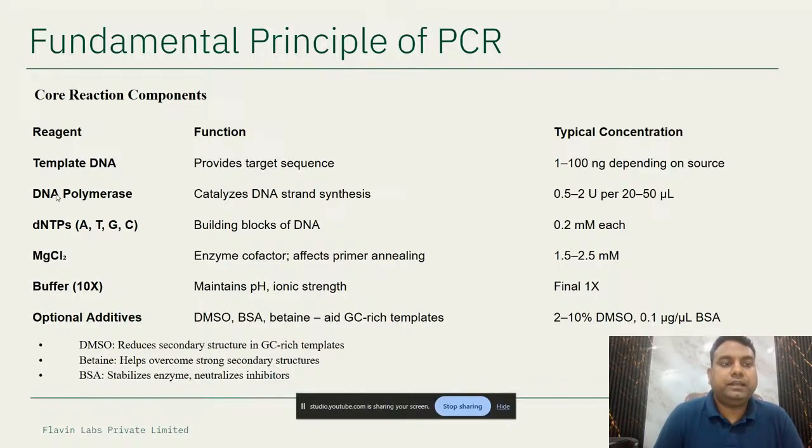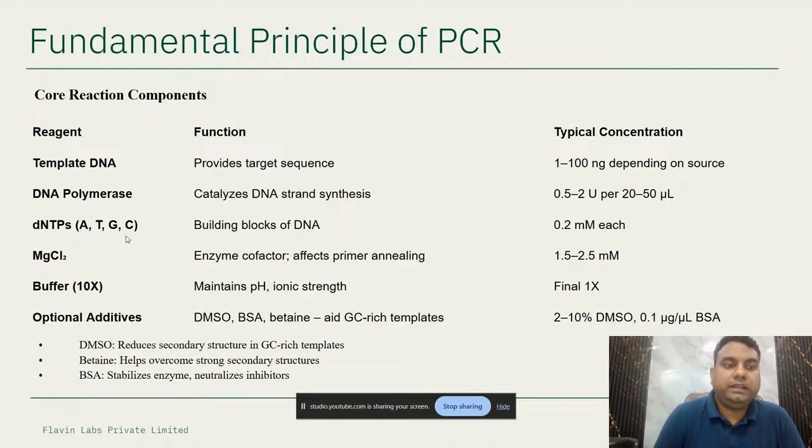Second is the enzyme, called DNA polymerase. Usually we use Taq DNA polymerase, but high fidelity DNA polymerases are also used when precision is required. Taq DNA polymerase catalyzes the DNA strand synthesis. Mostly 0.5 to 2 units are required per 20 to 50 microliter of reaction. Please note that what we are discussing is in microliters, not milliliters.